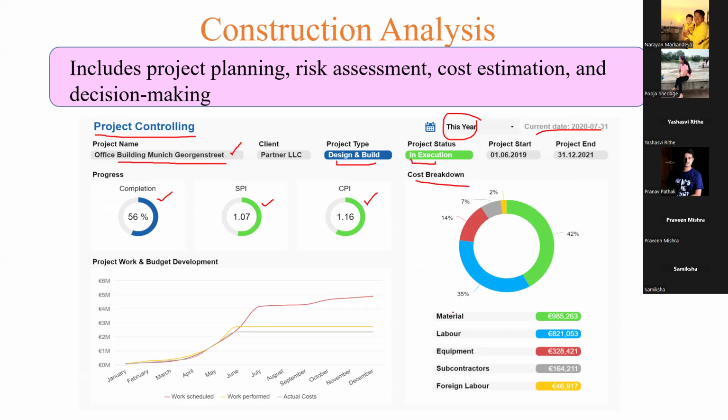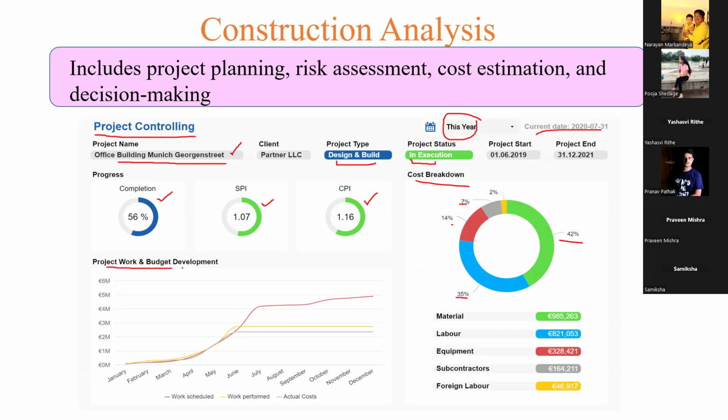That is material near about 42%, labor charges 35%, equipment 14%, subcontractors 7%, because under one project many subcontractors are present. So for them, 7%, 2% are for the foreign labors. So you can see the cost breakdown distribution is something like this.